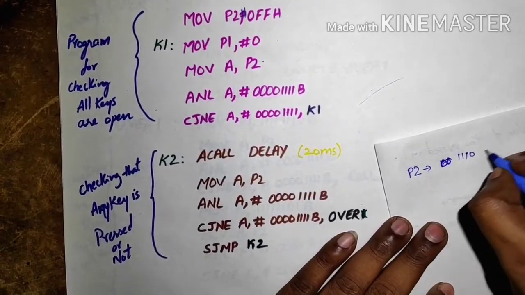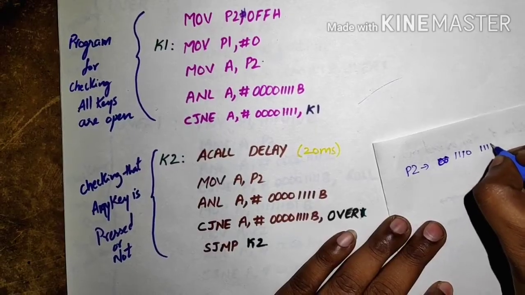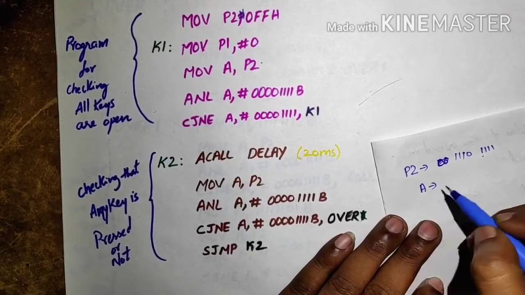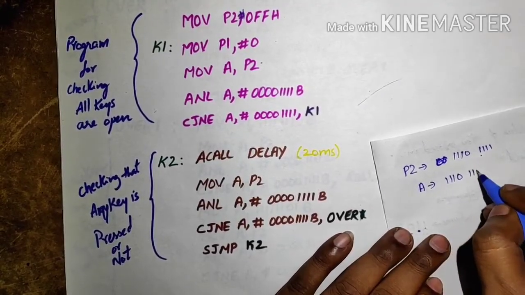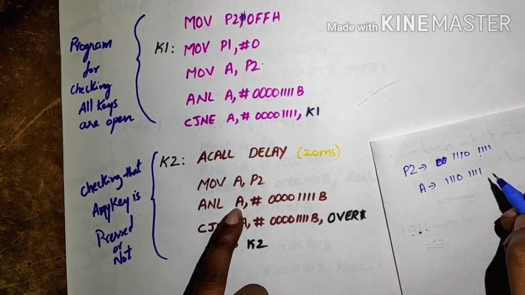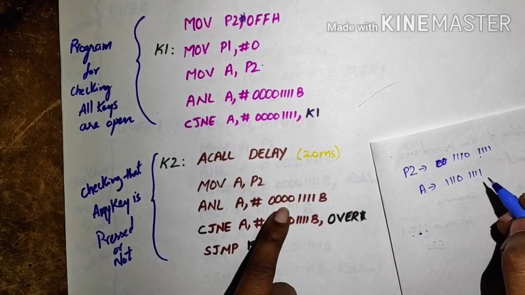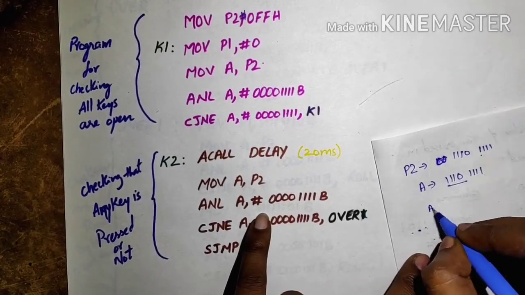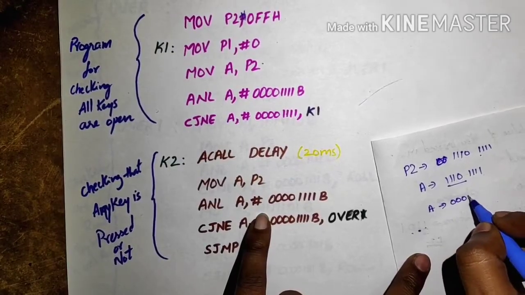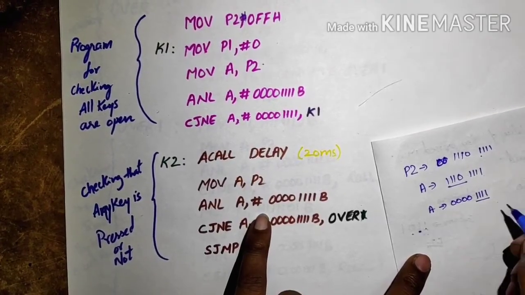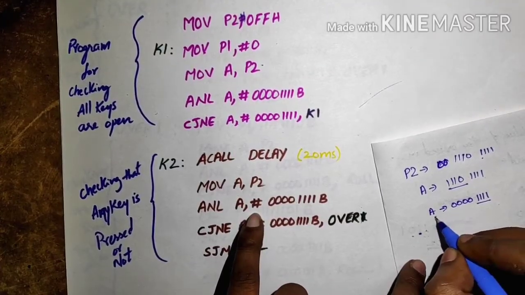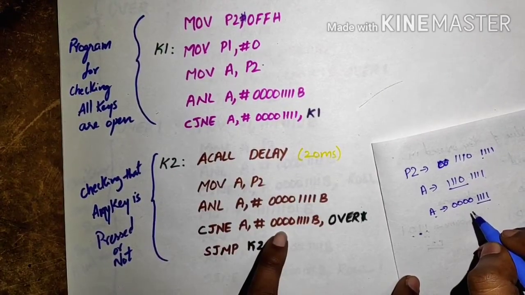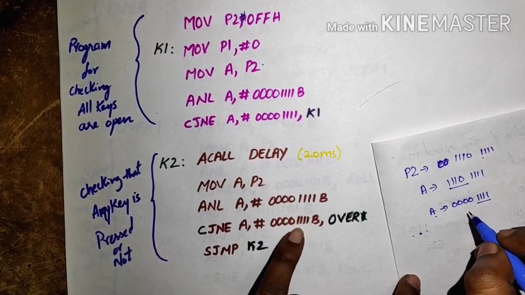Again some value, 1110 1111. If we have this value, it will be moved to the accumulator. Then ANL with this value, so we are masking the MSB bits. After this line the accumulator will be 0000 1111. After masking the values of the accumulator, now we are going to compare the value of the accumulator with 0000 1111B.